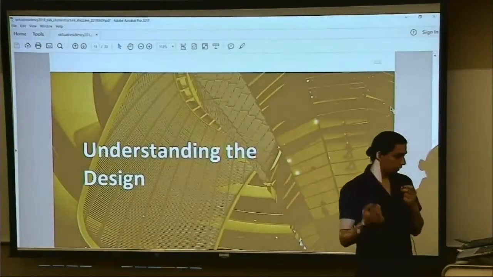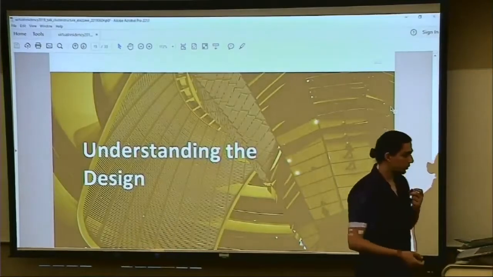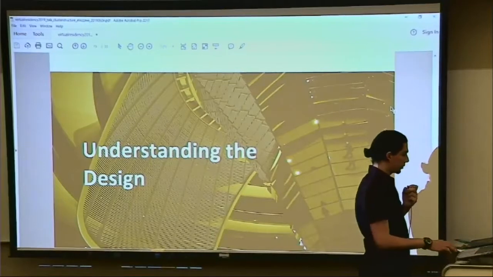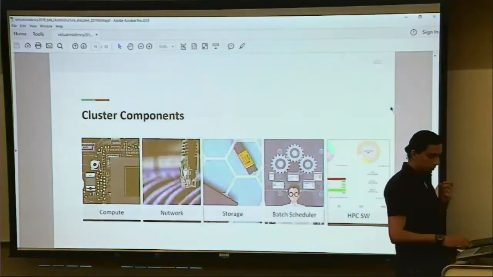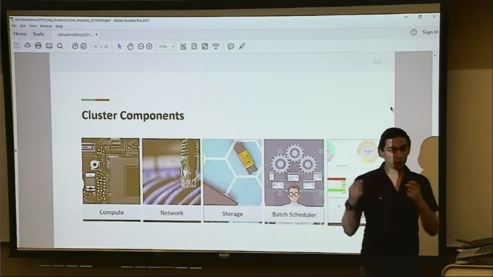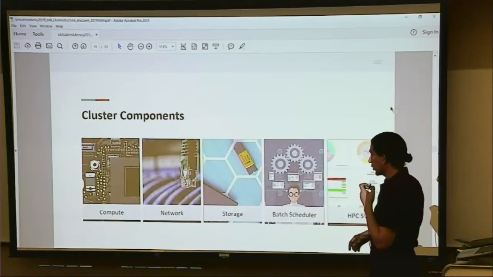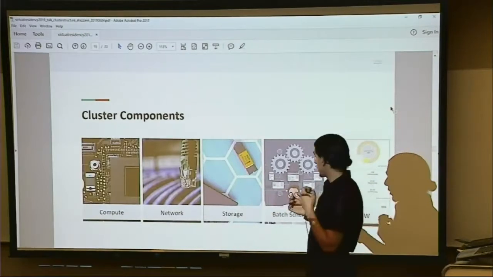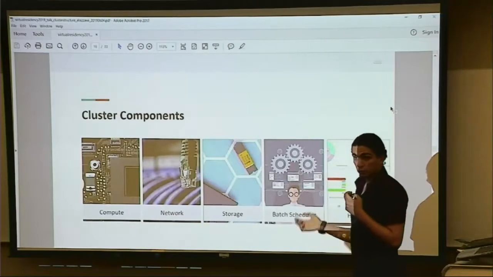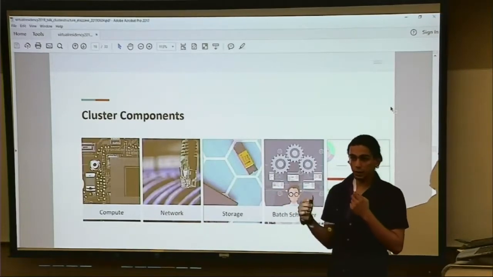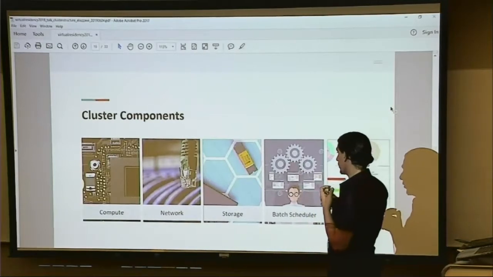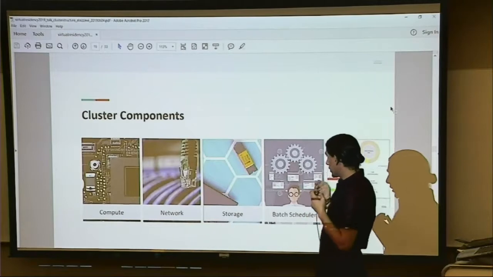So look at the design: what makes a supercomputer? We need a space or a place to do the computation itself, and that will be our compute nodes. Then we will need a network to connect all of these components together, and that will be maybe Ethernet or InfiniBand or a combination of both. And then we need storage.